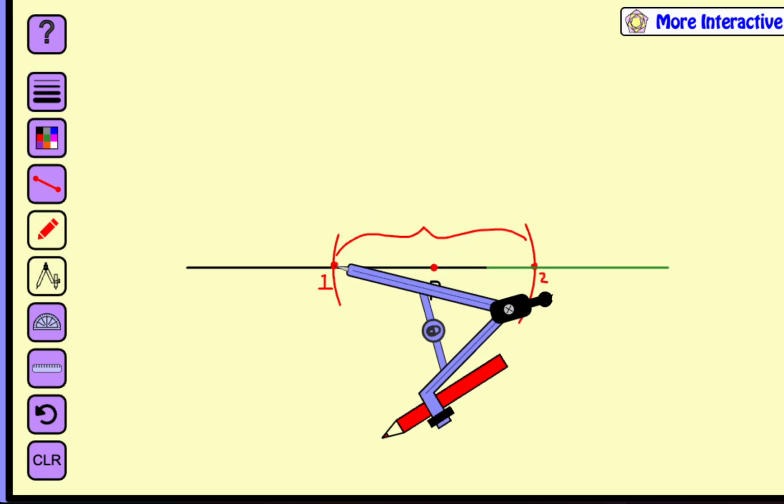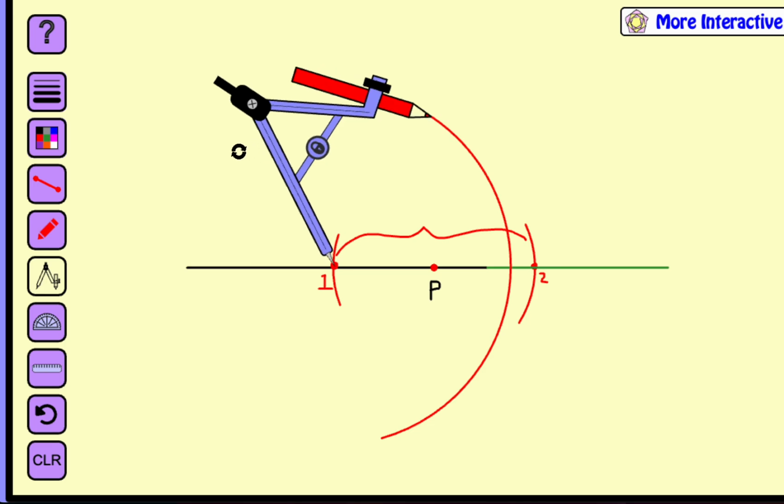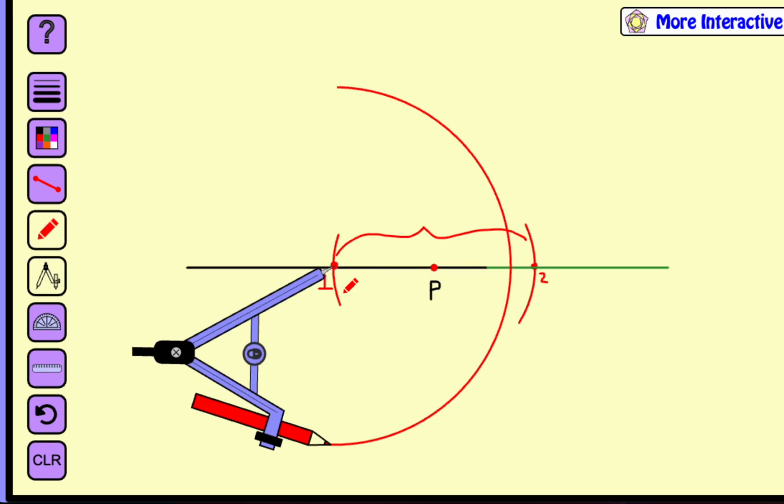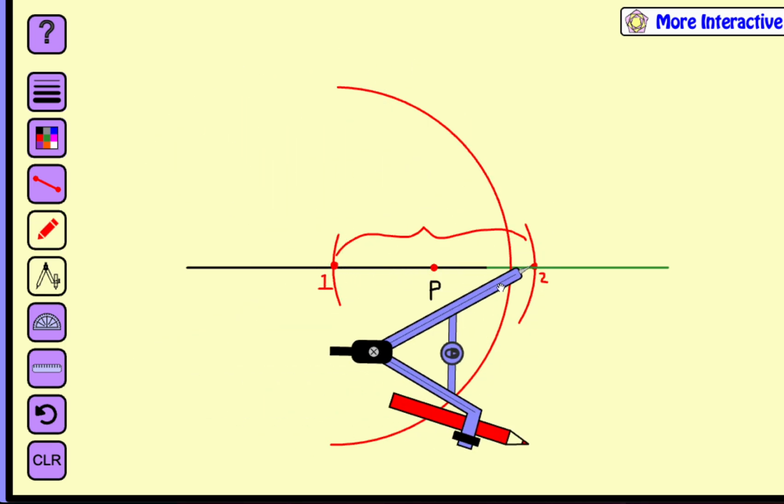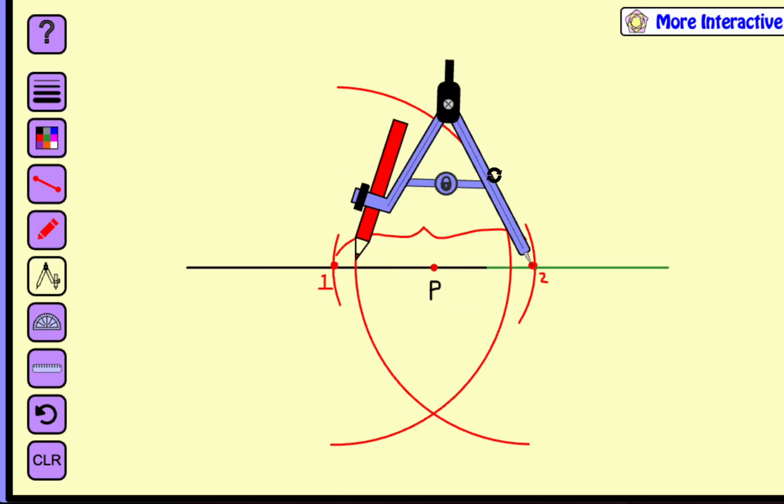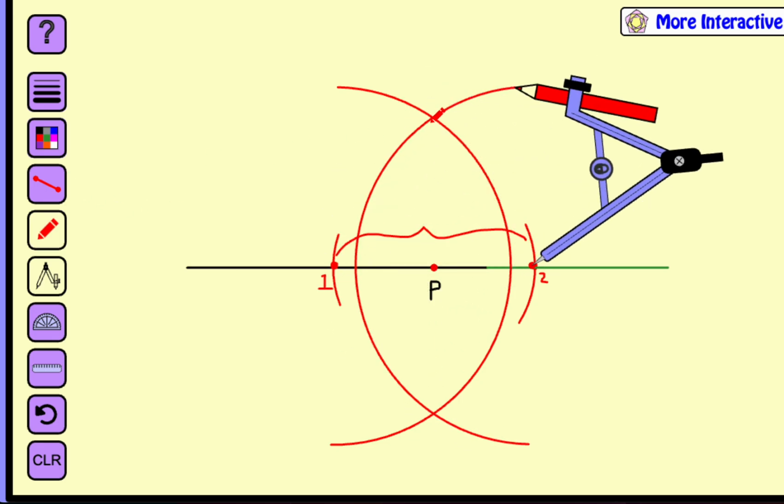So you have to make your arcs here, and then you can go to your other intersection point. You would make your arcs again. Here we have our two intersection points. And then all you need to do is take your straight edge and connect. You want to make sure that your line goes through that point. If for some reason I had a line that went like this, I know I made a mistake somewhere because it should go through point P.